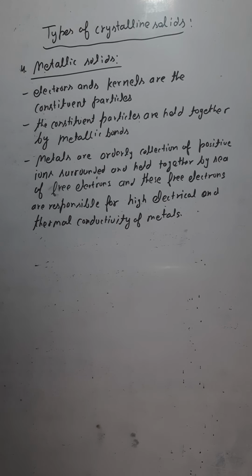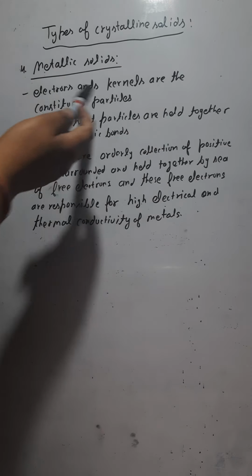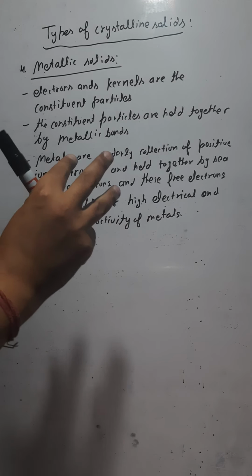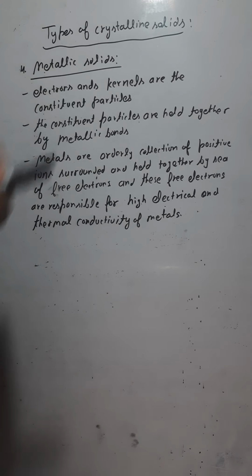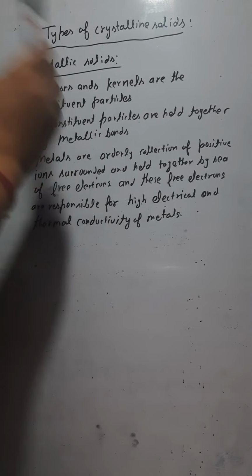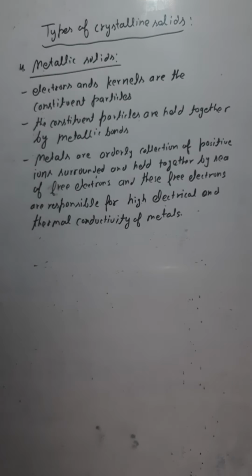Here we have the fourth category, the metallic solids. At first, the constituent particles: electrons and kernels are the constituent particles. Kernels means the atom without its valence shell. An atom without the valence shell is known as a kernel. That you should know. So electrons and kernels are the constituent particles here, and they are held together by the metallic bond.